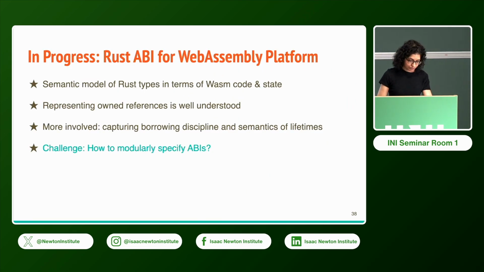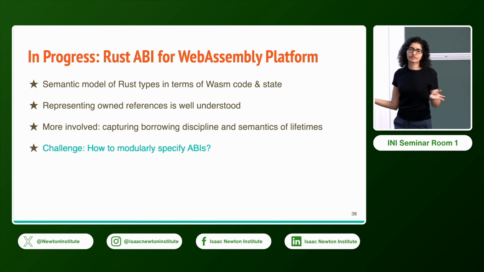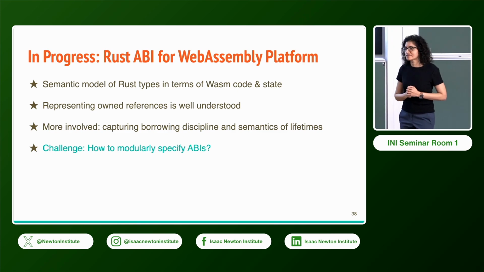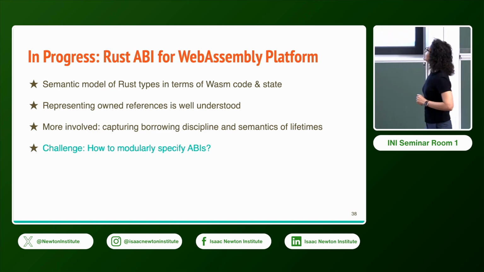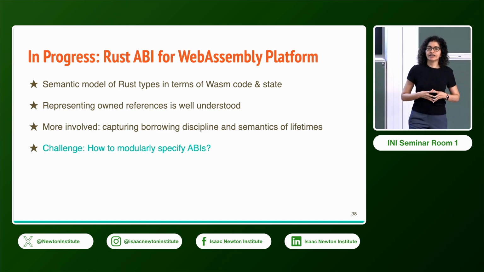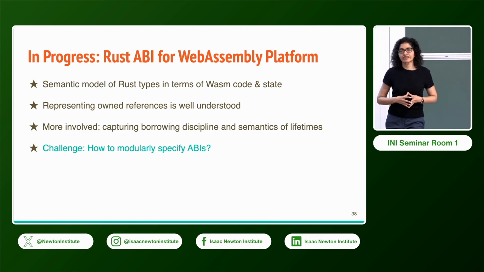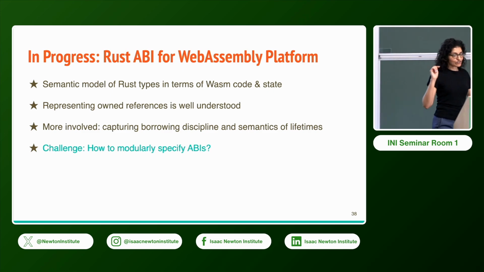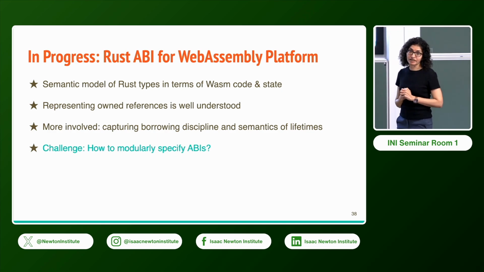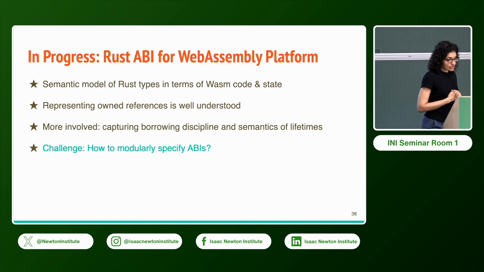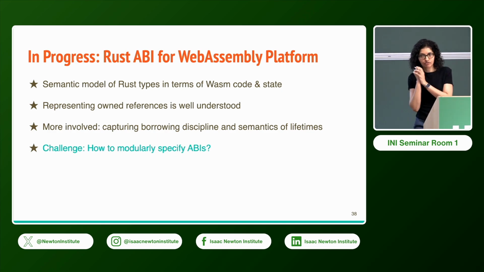Okay. So I just want to wrap up with a couple of things. First, I want to tell you what we're doing now. The stuff that I was talking about so far, if you want to look at more details, is in the UPSLA paper that's coming up. But what we've been working on recently is we've taken a baby Rust, and we're trying to do an ABI for that. Basically what we're doing there is a model of these Rust types in terms of WebAssembly code. So we're doing an ABI for the WebAssembly platform. So you give a semantic model of Rust types in terms of WebAssembly code and state.